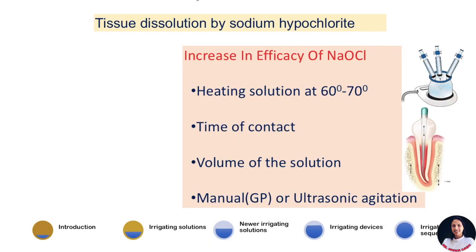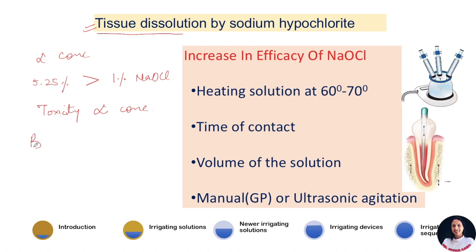Another property of sodium hypochlorite is tissue dissolution. Its property of dissolving organic tissues is directly related to its concentration. Now what does it mean? This means that 5.25% sodium hypochlorite is more effective in dissolving tissues than 1% sodium hypochlorite. But one should keep in mind that the toxicity of sodium hypochlorite is also directly related to its concentration. So to keep the balance between tissue dissolution and toxicity, a low concentration of sodium hypochlorite should be used.